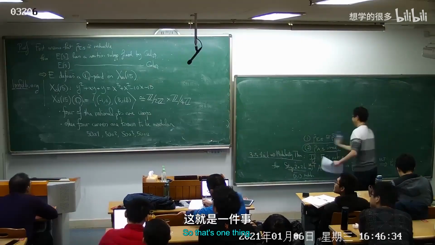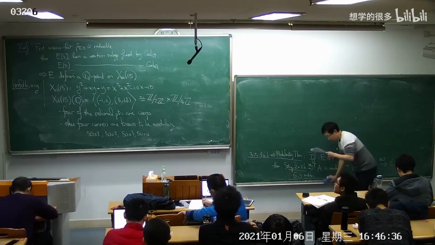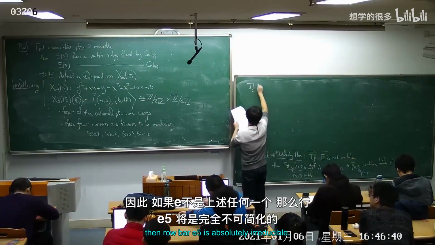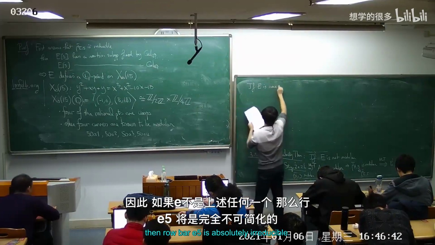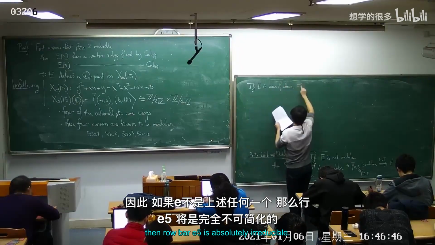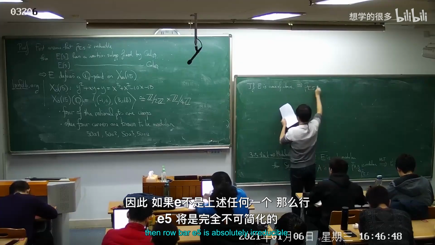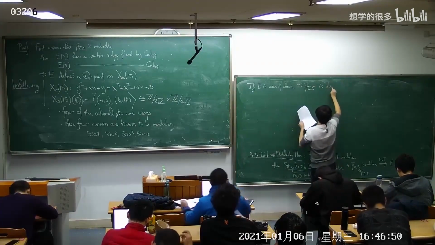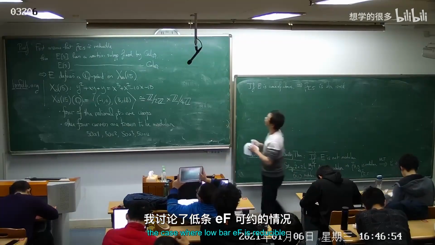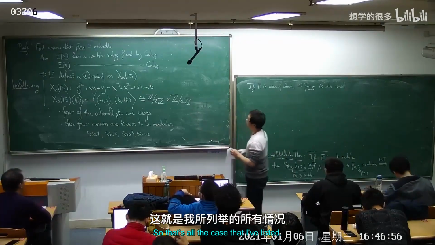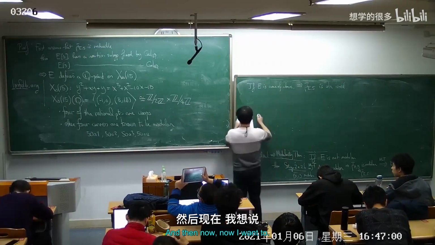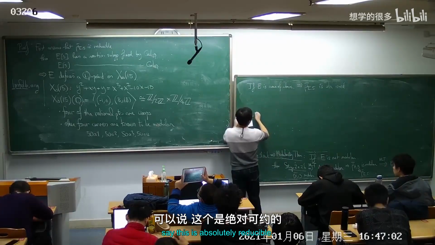Okay, so that's one thing. So if E is none of the above, then rho bar E,5 is absolutely irreducible. I discussed the case where rho bar E,5 is reducible, so that's all the cases I listed. And now I want to say this is absolutely irreducible.